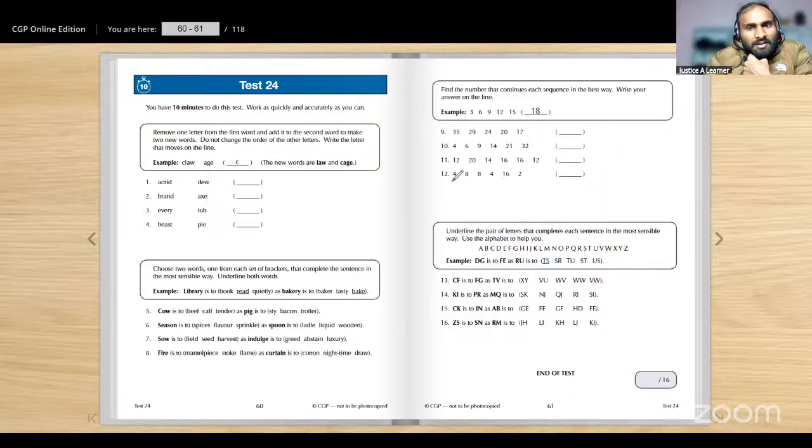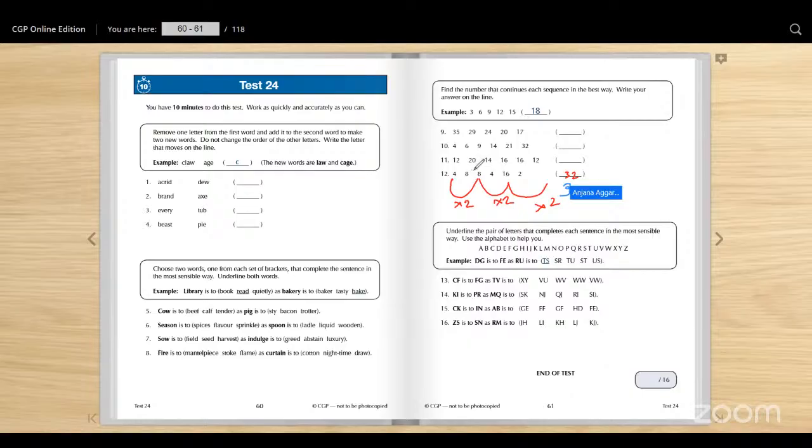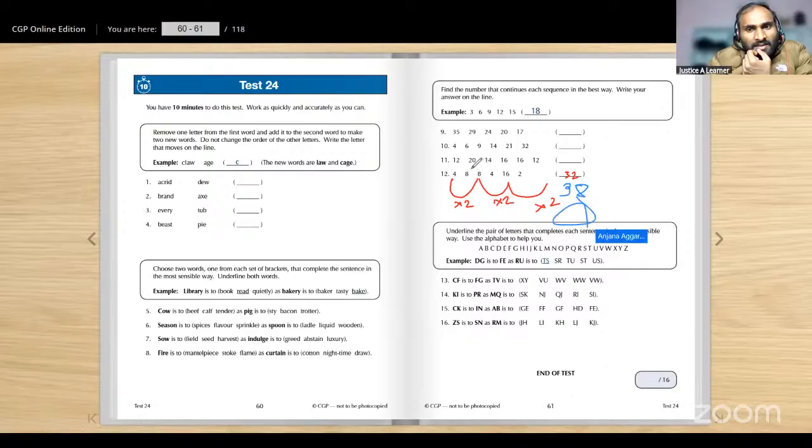I observe it in this way: 4 multiplied by 2 is 8, and 8 times 2 is 16. So here again, 16 times 2 is 32. So it could be 32, it could be 38, and it could be another answer as well. No, no, no, let me check this pattern as well.